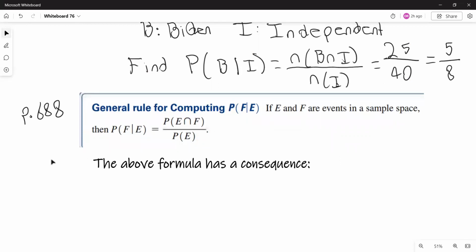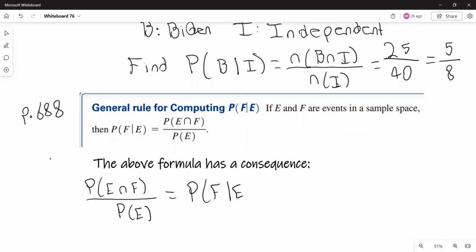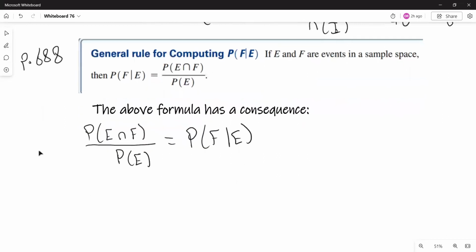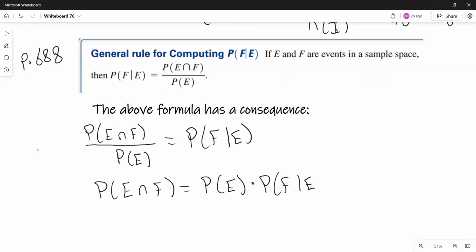It allows you to find the probability of the intersection of two events. Because we see now that the probability of E given F over the probability of E is the probability of F given E. So solving for the intersection, the probability of E and F is the probability of E times the probability of F given E. So this is the formula for the probability of the intersection of two events.